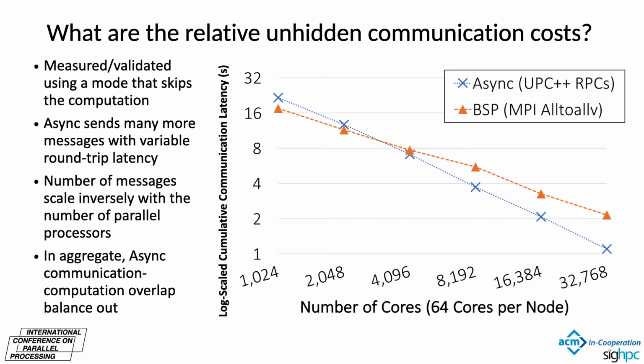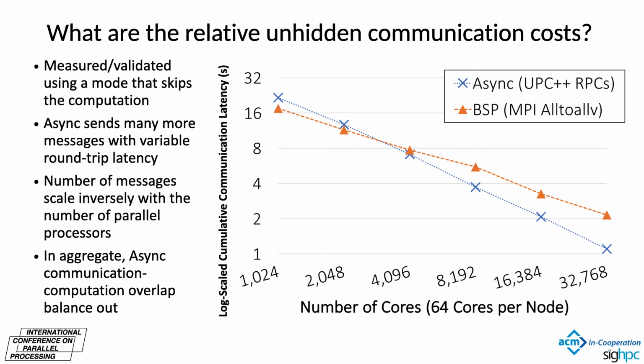What are the relative unhidden communication costs of each approach, though? We implemented a mode in the code that skips the pairwise alignment computation to cross-check the communication measurements. The asynchronous approach sends many more messages with variable round-trip latency. Then again, in strong scaling, the number of messages scales inversely with the number of parallel processors. So what we see here is that the cumulative async communication scales linearly from 1,000 to 32,000 parallel processors, or 16 to 512 nodes. And it turns out that there is sufficient computation to hide the communication costs in aggregate.